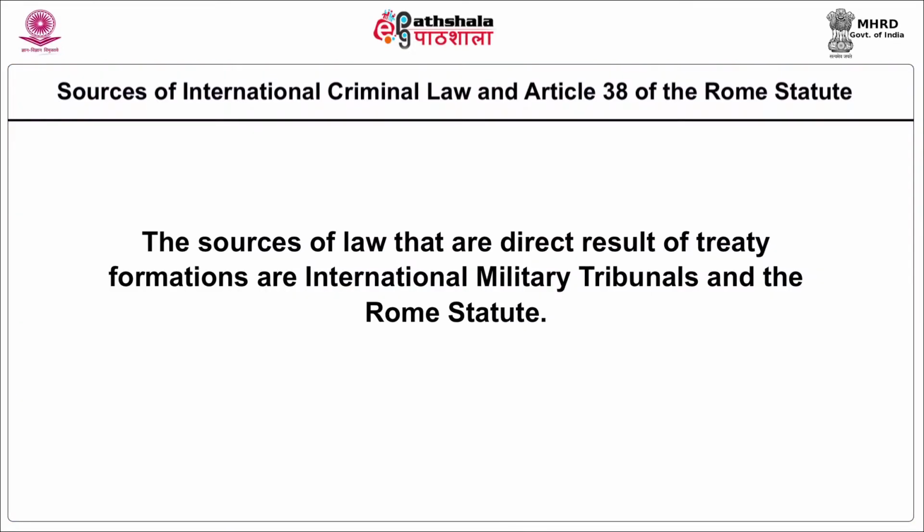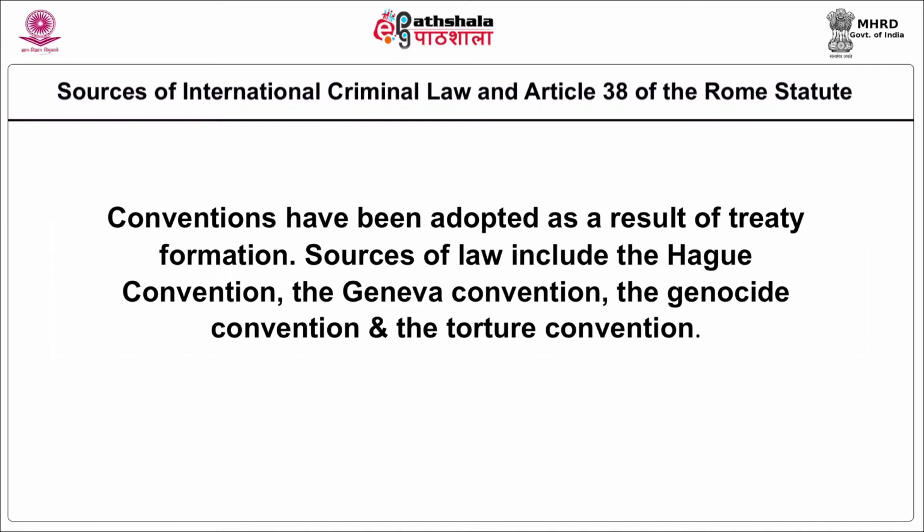Treaties act as a source of international criminal law either directly or indirectly. Those international criminal statutes or conventions that are a result of a treaty are direct sources. Those sources which emanate from already existing treaties are also called subsidiary sources. The sources of law that are direct result of treaty formations are international military tribunals, and the Rome Statute conventions have been adopted as a result of treaty formation. Sources of law include the Hague Convention, the Geneva Conventions, the Genocide Conventions, and the Torture Convention.